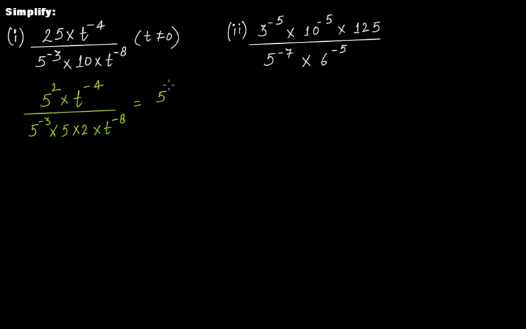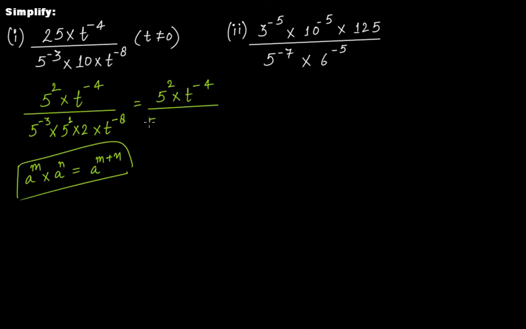Now this is 5 raised to the power of 2 multiplied by t raised to the power of minus 4, and if you look at this one, this is actually 5 raised to the power of 1. So a raised to the power of m multiplied by a raised to the power of n is equal to a raised to the power of m plus n. This is a law of exponents. So applying here, this becomes 5 raised to the power of minus 3 plus 1. M plus n means minus 3 plus 1. Minus 3 plus 1 is minus 2, right? And multiplied by 2 multiplied by t raised to the power of minus 8.